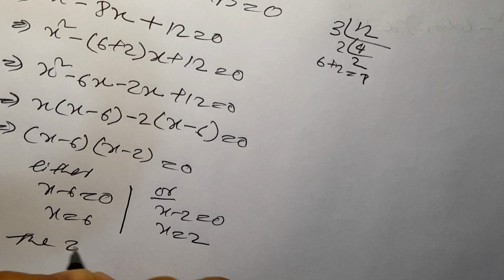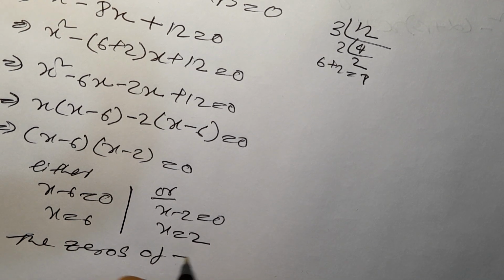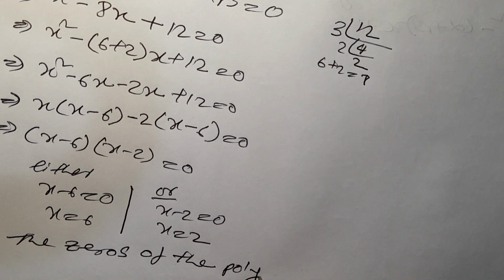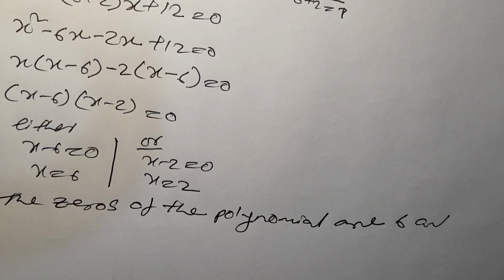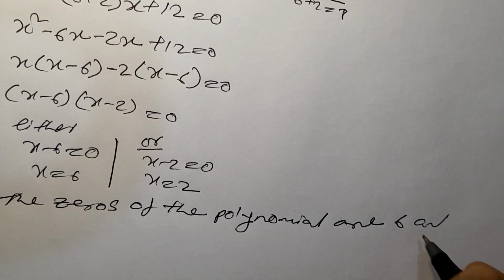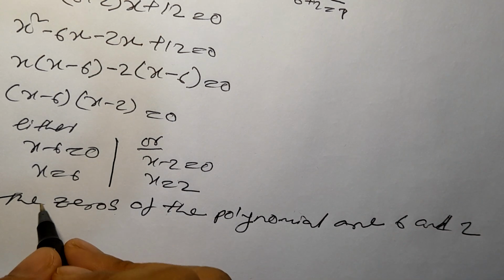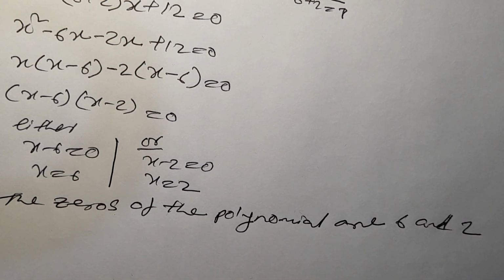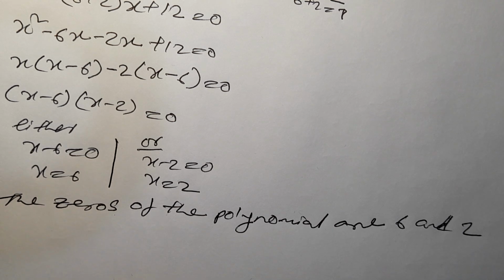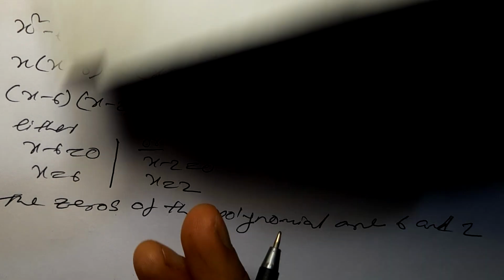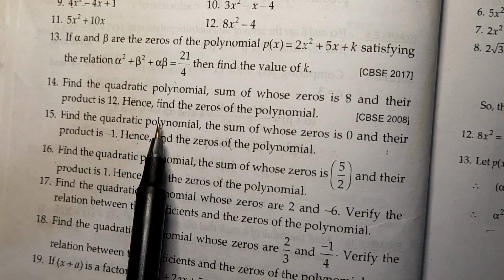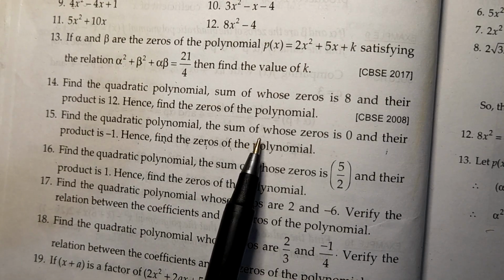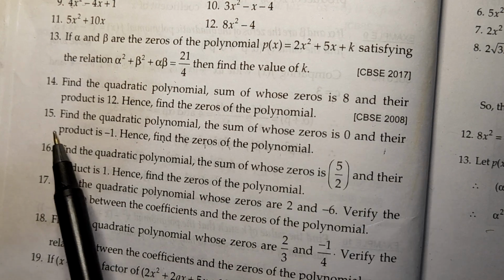So the zeros of the polynomial are 6 and 2. The zeros of the polynomial are 6 and 2. Now question number 15. Find the quadratic polynomial, the sum of whose zeros is 0 and their product is minus 1.